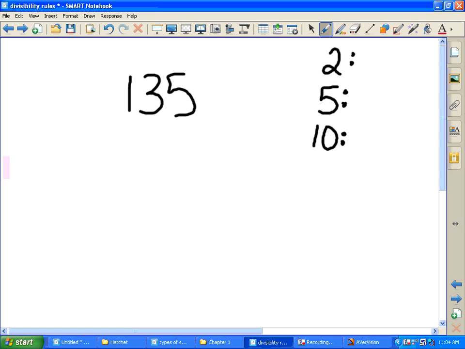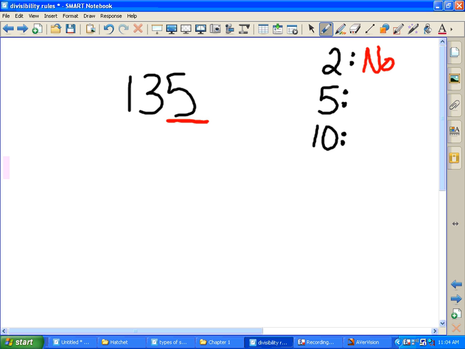135. What is the only place value that matters, you guys? The ones place value. So everybody please underline the ones digit. Box it is fine too. The rule for 2 states that the ones digit has to be what? 2, 4, 6, 8, 0. Is this a 2, 4, 6, 8, or 0? So the answer for 2 is no. It's not divisible by 2.